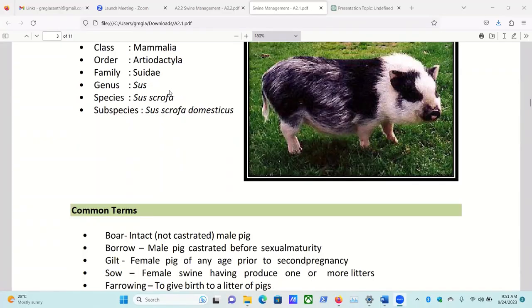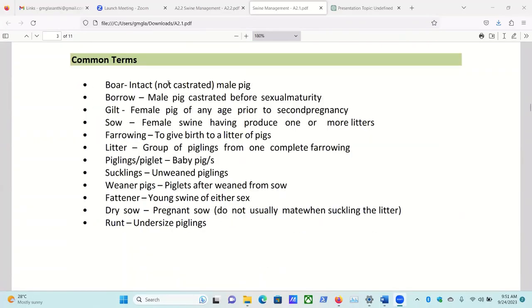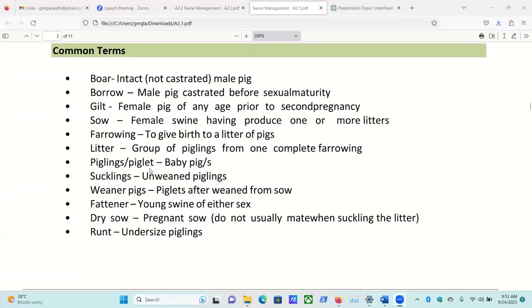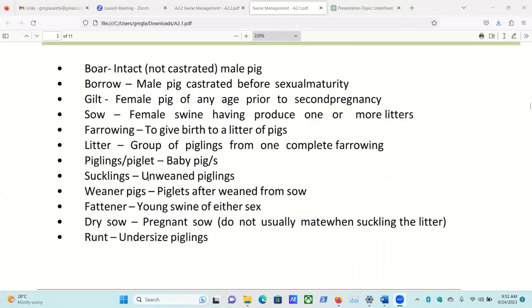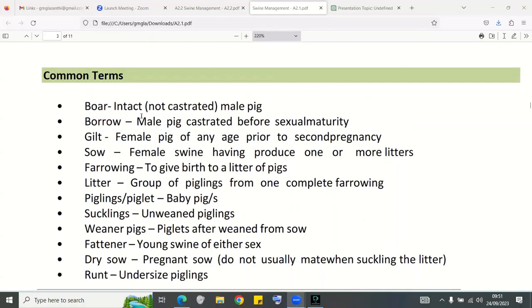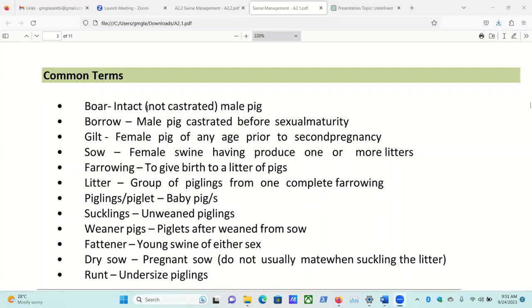So these are the common terms that you have to have an idea about when we are learning swine management. You should have an idea about these terms to get a better understanding of the management practices.